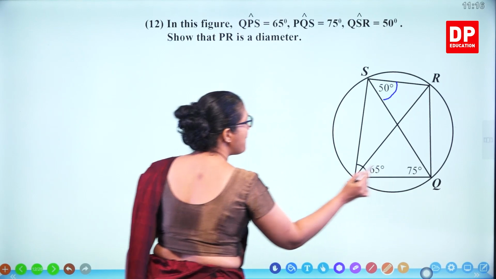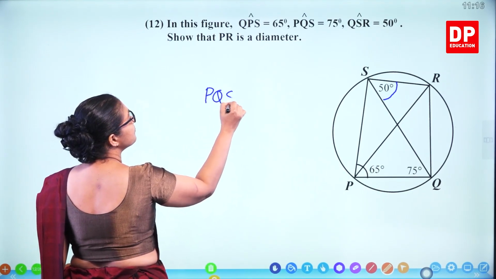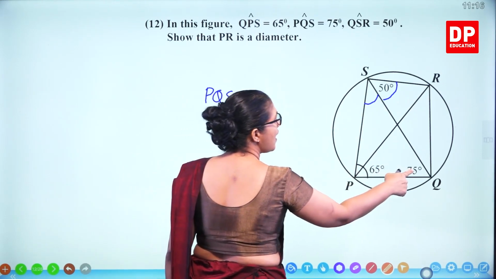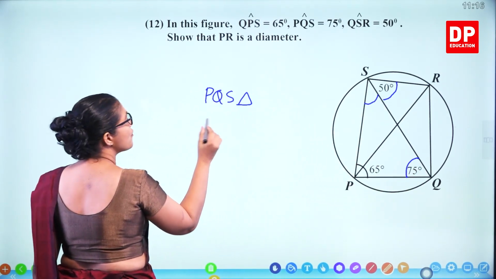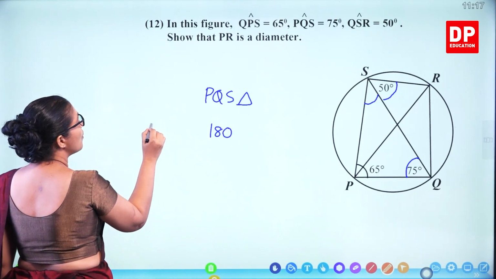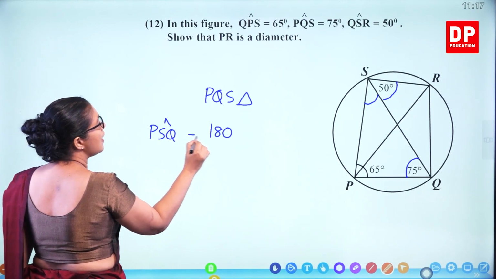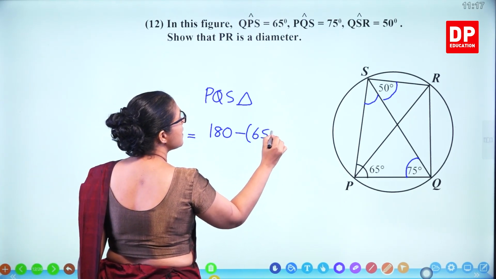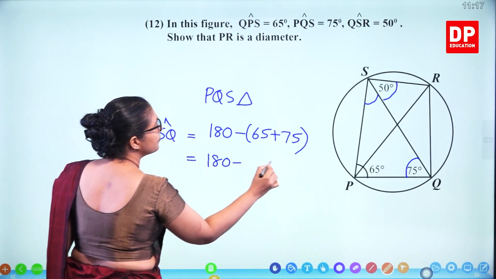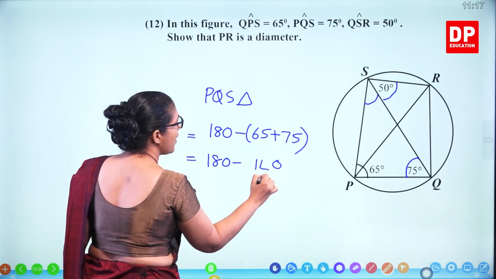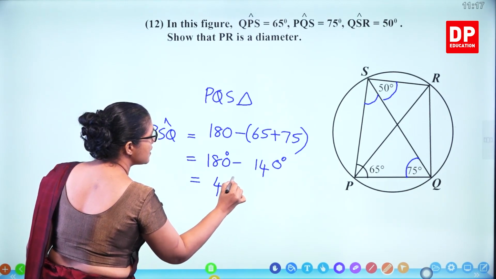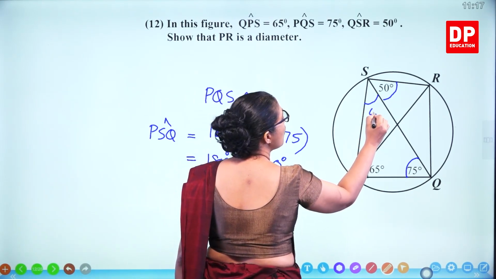Now think about PQS triangle. What is this angle? This is 65, this is 75. You can subtract from 180. So PSQ angle is 180 minus 65 and 75. What's the value? 140. So 180 minus 140, you get 40 degrees. So this angle is 40.